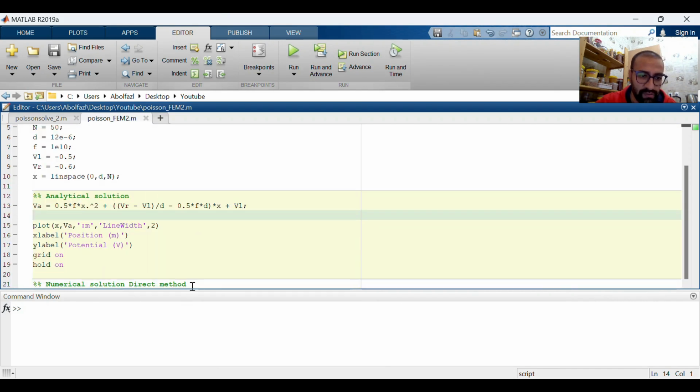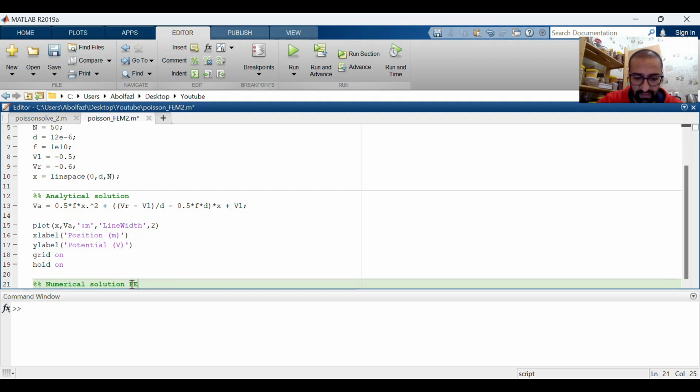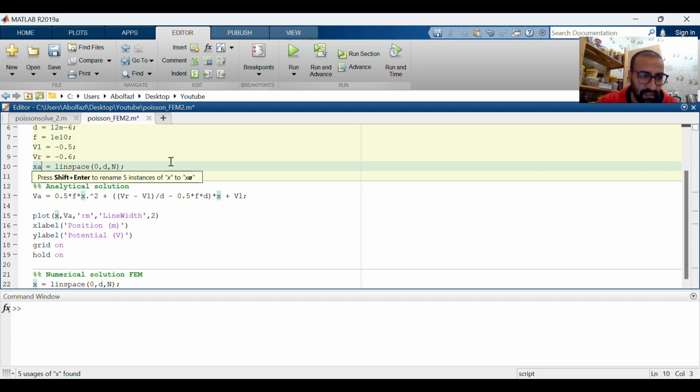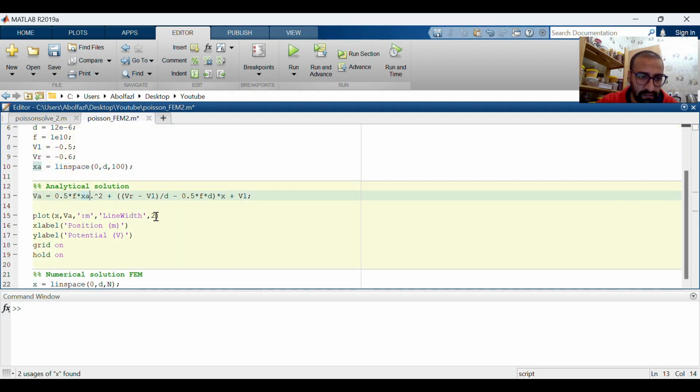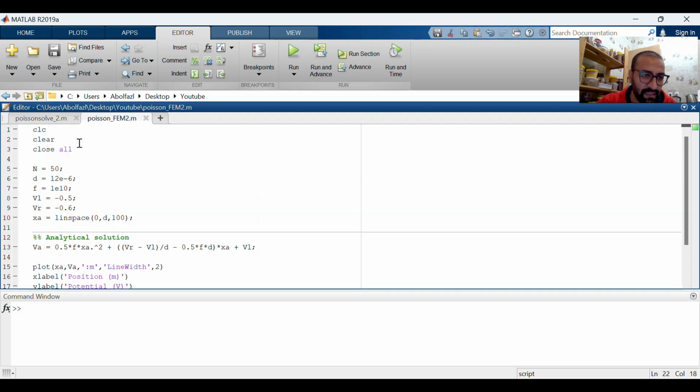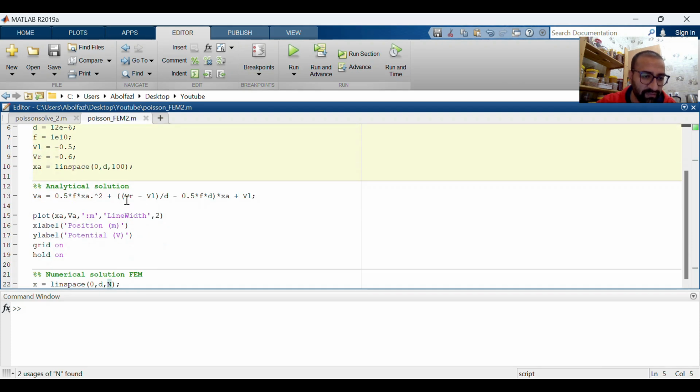Now we want to have the numerical solution using FEM. Let me copy these commands from here, Ctrl C, paste them here and change it to XA, and the number of points that we are plotting for the analytical solution will be 100. This is 100, therefore it is analytical x, and this is analytical x, and this is analytical x. F5. Okay, this is the analytical solution. And for the numerical solution, the number of nodes is defined as, let's say, 50.